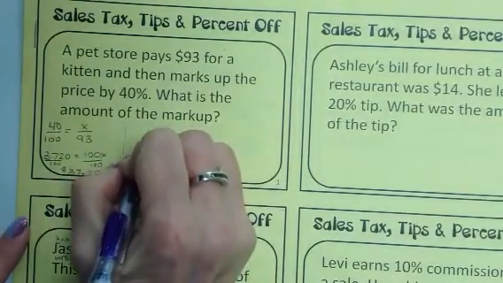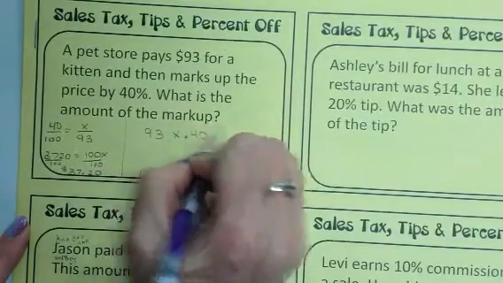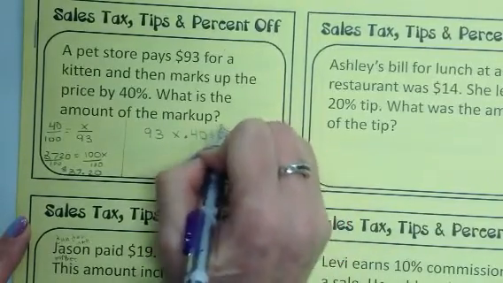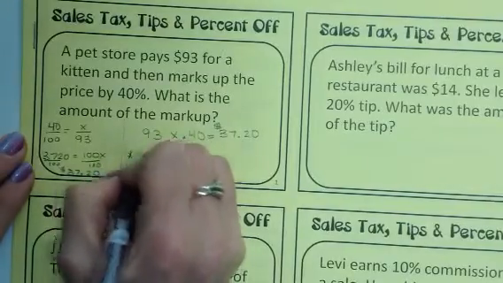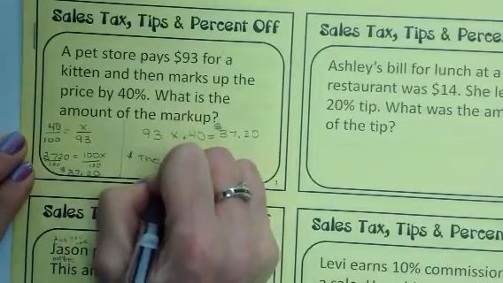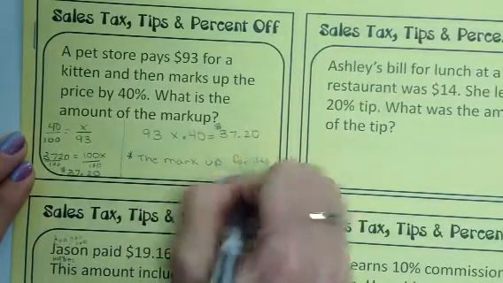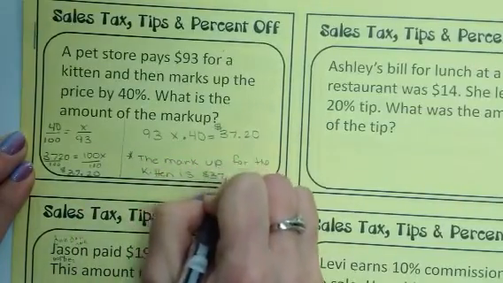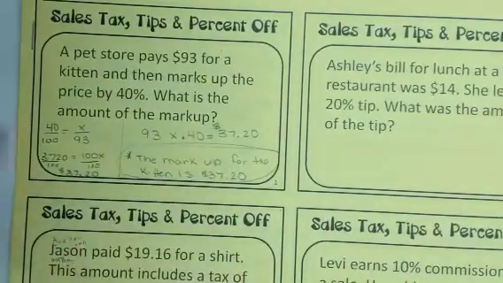Another way I could solve this one is just to take $93 times the decimal version of my percentage, and I would get $37.20. Now, these are story problems, so what I want you to do is actually answer your questions in statement form. So my final answer would actually be: the markup for the kitten is $37.20.